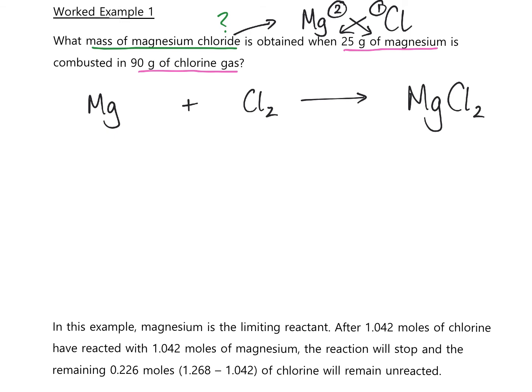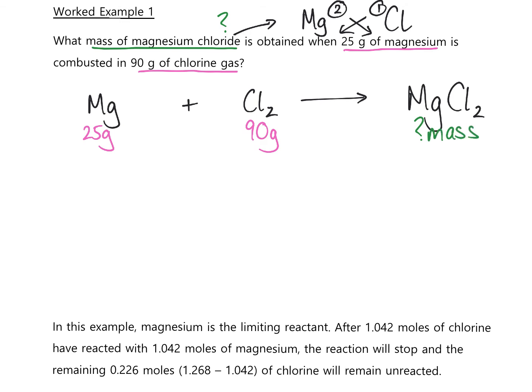Okay, then just as we did before on Monday with our reacting mass calculations, what I want us to do is write the information we've been given underneath the equation. So we're told that we have 25 grams of magnesium, and that's in the correct unit, so I don't need to do anything with that. We've got 90 grams of chlorine, again in the correct unit of grams, so we don't need to do anything with that. And the thing I've been asked to work out is my mass of magnesium chloride. So I'll put question mark mass here.